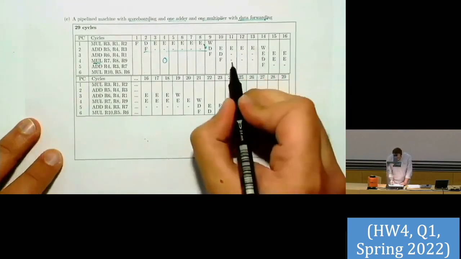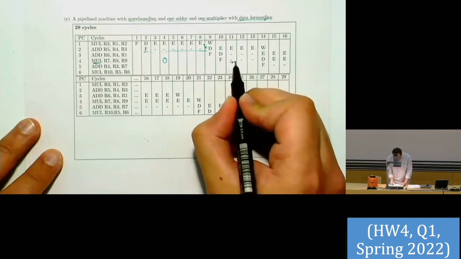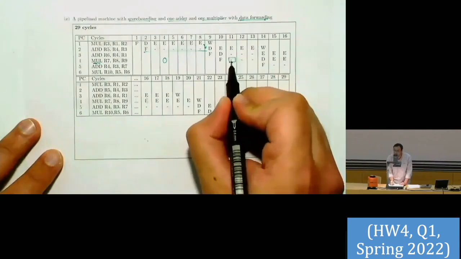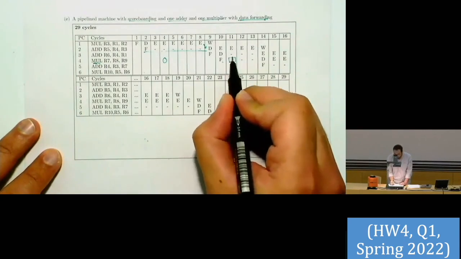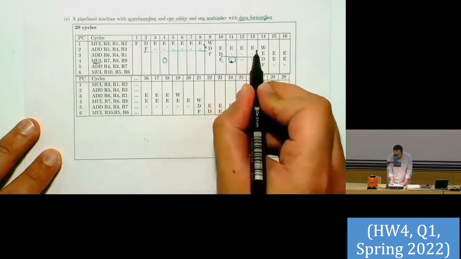Cycle 11 here. So you're asking why this stalls here? After fetch, it needs to go to decode, and the decode is busy with this here.